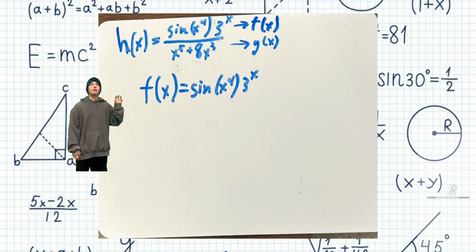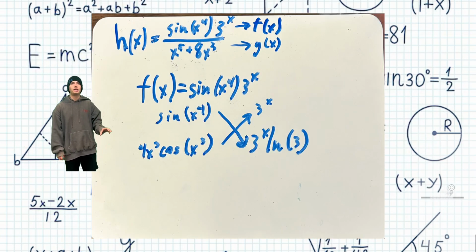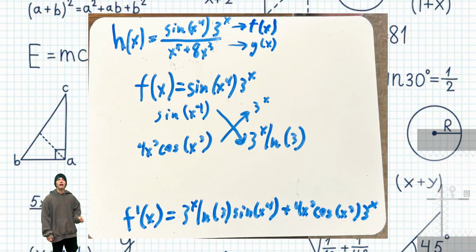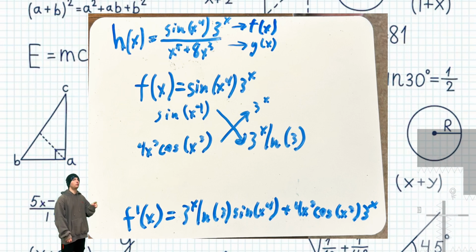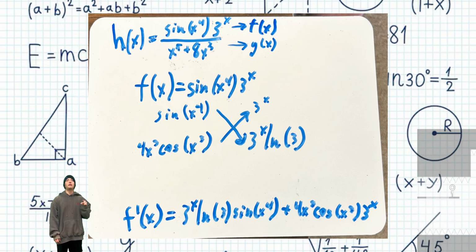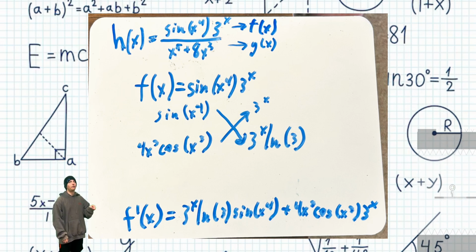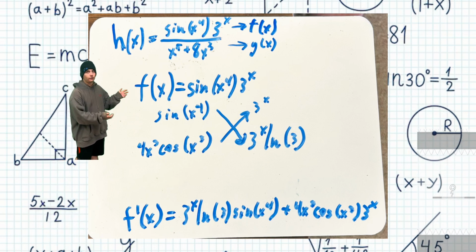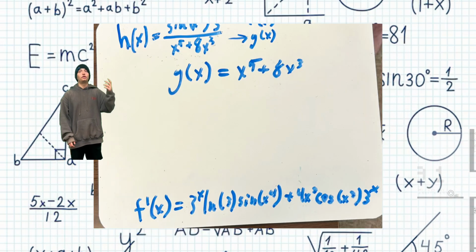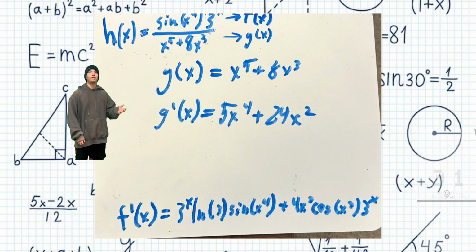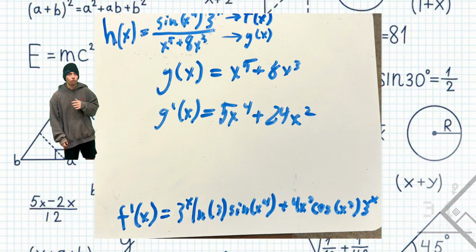We will take the derivative of these two functions and get f prime of x equals 4 times x to the power of 3 times cosine x to the power of 4 times 3 to the power of x, plus sine x to the power of 4 natural log of 3 times 3 to the power of x. And this is obviously using the product rule. And for g of x, we will have just 5 times x to the power of 4 plus 24 times x to the power of 2.